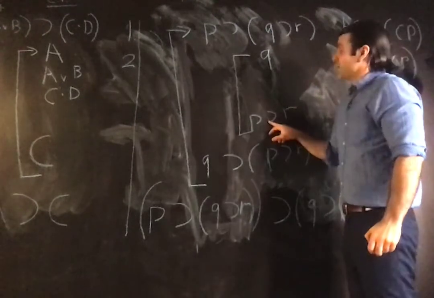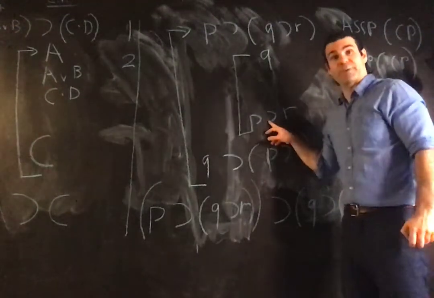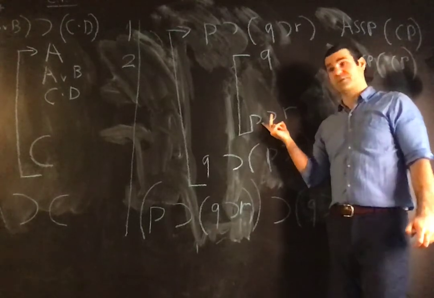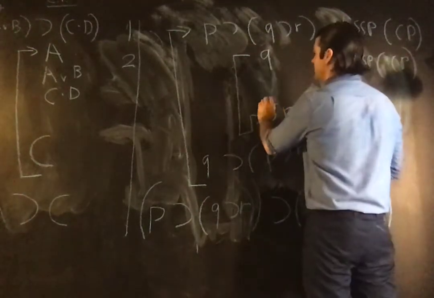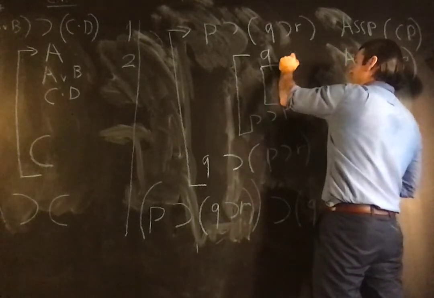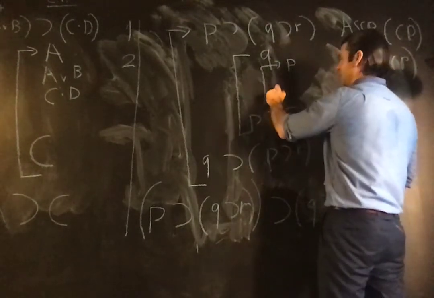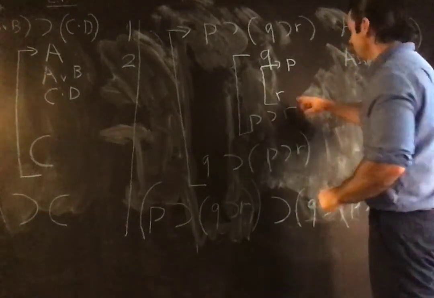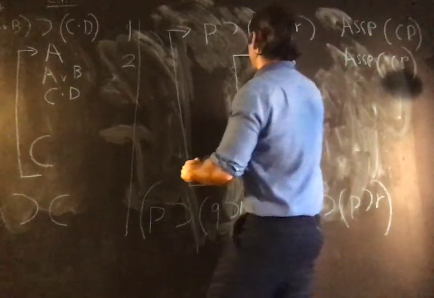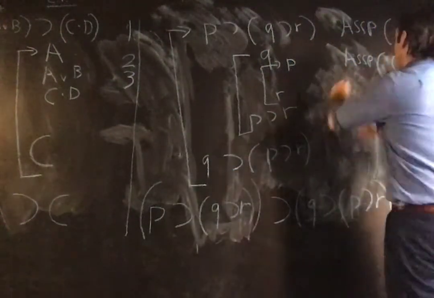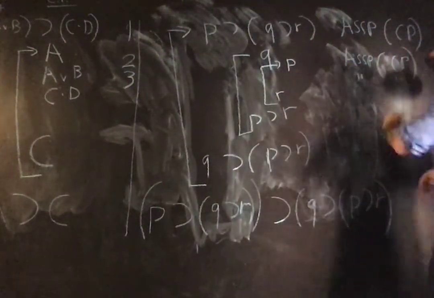And what do I do? I return to my mantra. I look at my conclusion. What is it? It's a conditional. So I'm going to set up another conditional proof. I'm assuming P. What's the consequent? It's R. So what are we up to? This is step 3: P, again, assumption for conditional proof.